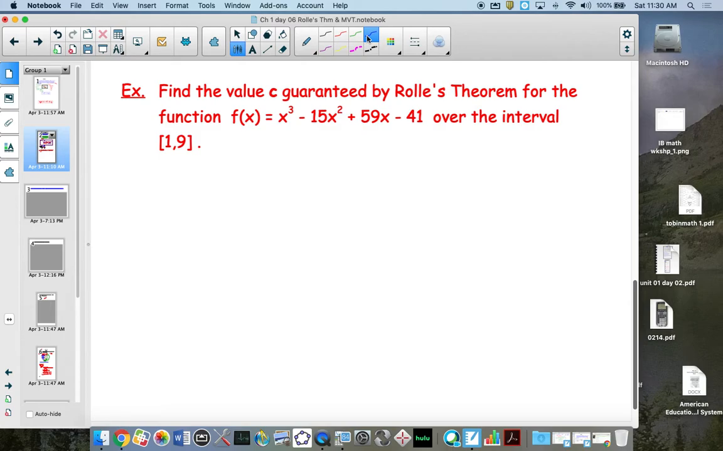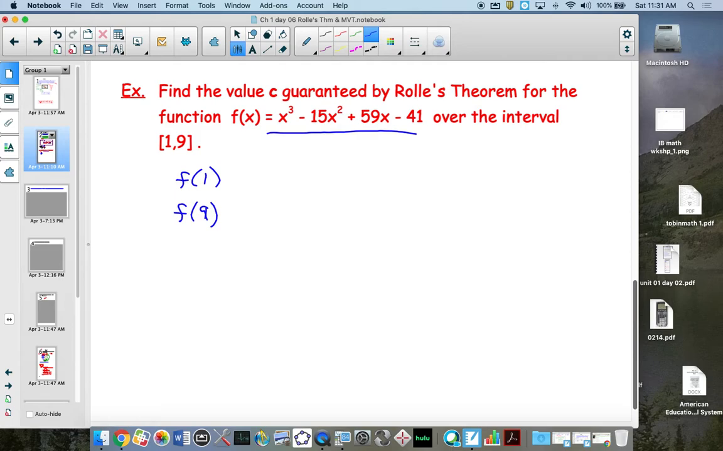So, is this function continuous on the closed interval 1 to 9? Yes, because it's a polynomial, and we know those are nice, smooth, continuous curves. We also know that it's differentiable everywhere. So the first two parts of the hypothesis are satisfied. The last one we have to check is, does f of 1 actually equal f of 9? Because if the function values at 1 and 9 are not equal, then Rolle's theorem doesn't apply.